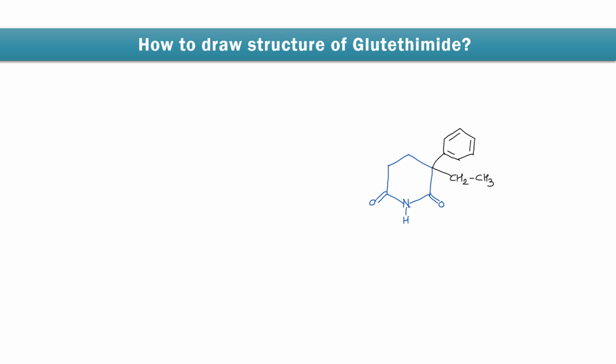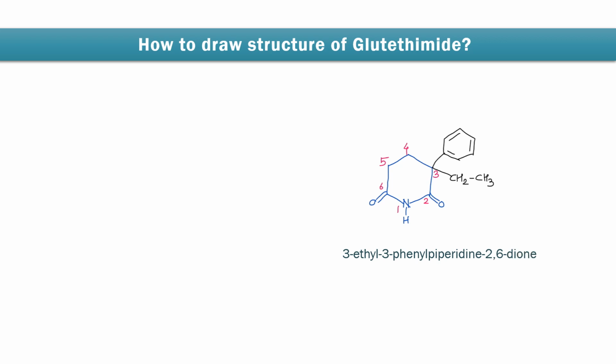Once you draw the phenyl ring, just give the numbering, and numbering should start from the nitrogen atom. And you have to give the numbering in such a way that the carbon atom carrying the substituents possesses the lowest possible number. So if you observe the structure now, it contains the ethyl group and phenyl ring at the 3 position. So the IUPAC name of this structure is 3-ethyl 3-phenyl piperidine 2,6-dione.